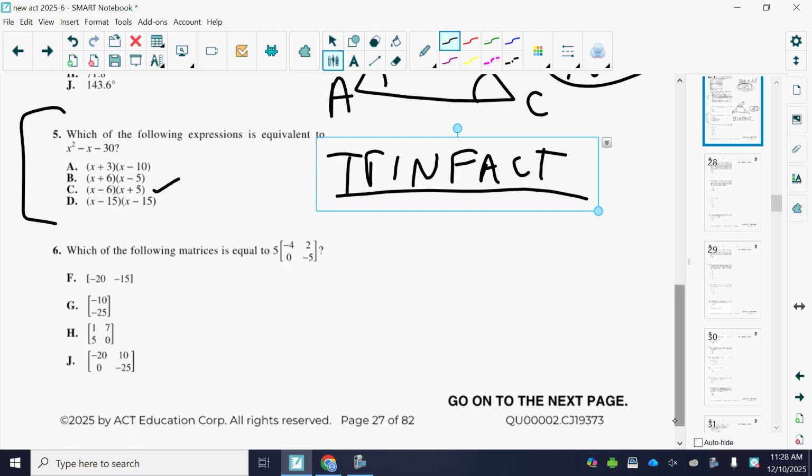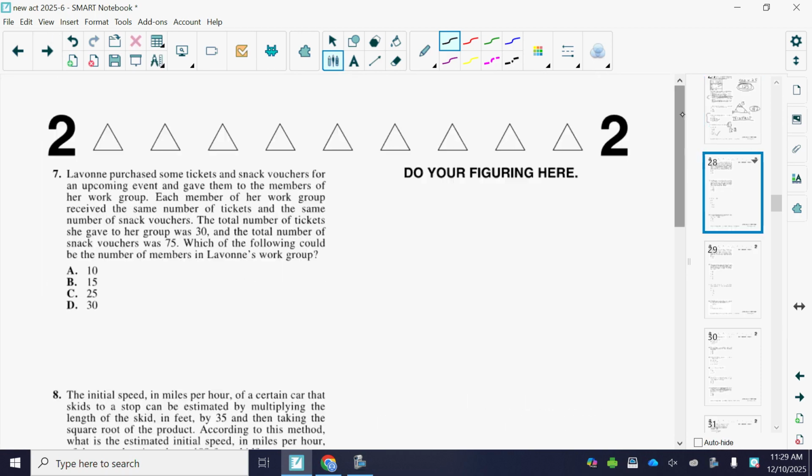Haven't seen this? It's matrices, and all you do is distribute the 5 a la distributive property. So the answer is negative 20, 10, you got me, everybody gets multiplied. They call that a scalar. Everybody gets multiplied by 5, and the answer is J.